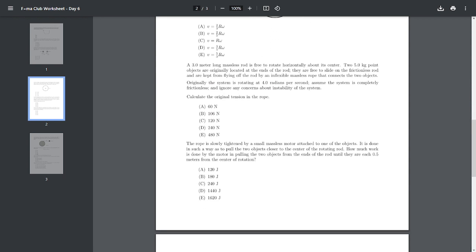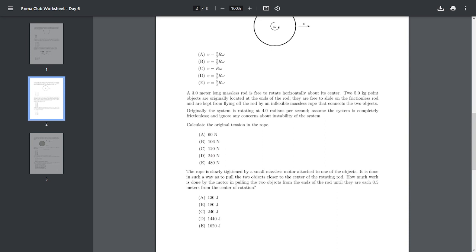So next, we have a two-parter problem. A 3-meter long massless rod is free to rotate horizontally about its center. Two 5-kilogram point masses are originally located at the ends of the rod, free to slide on the frictionless rod, and are kept from flying off the rod by an inflexible massless rope that connects the two objects.